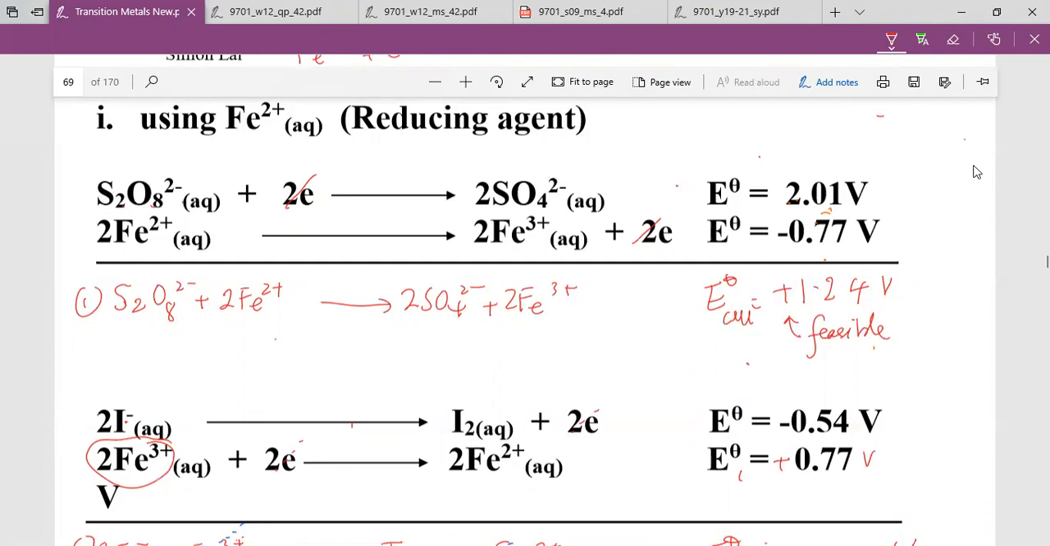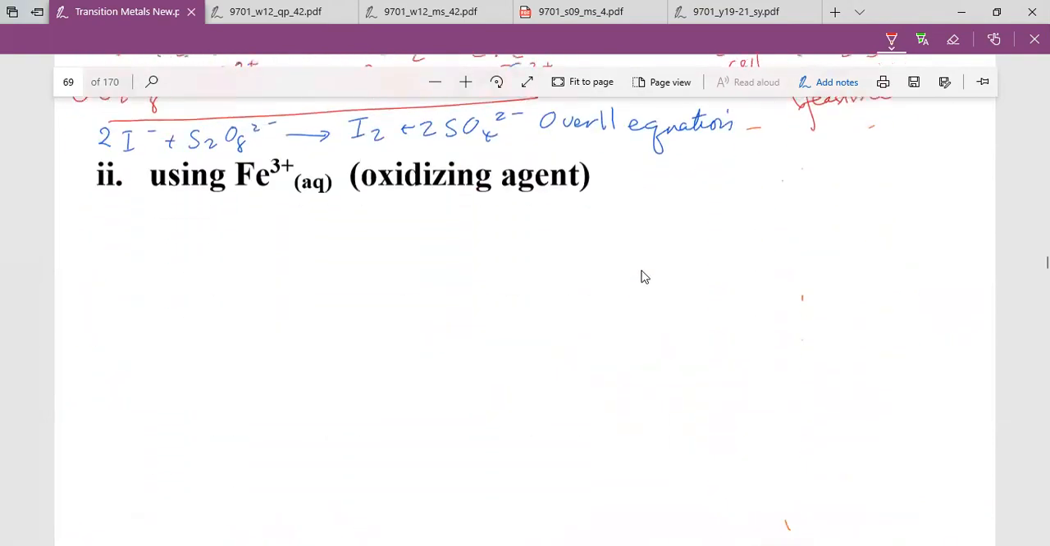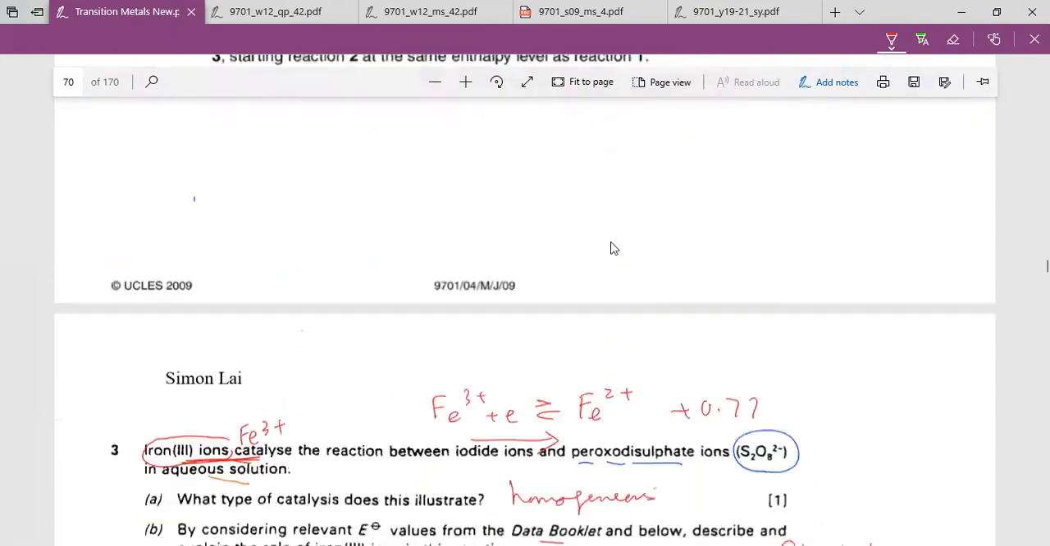Which means it will attack the one first. Iron 3 plus starts by attacking the one first, and after it's formed, then this is formed, then this number 2. So the 2 reactions are there. This is how you answer the first part.